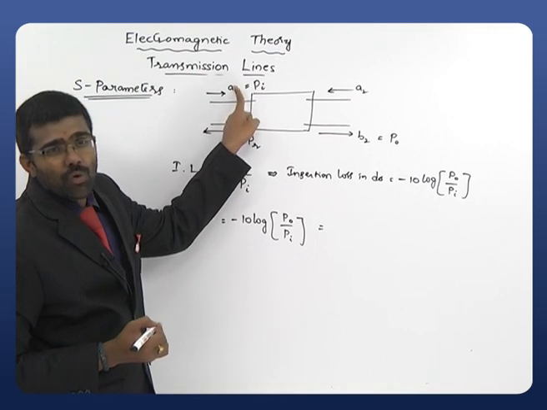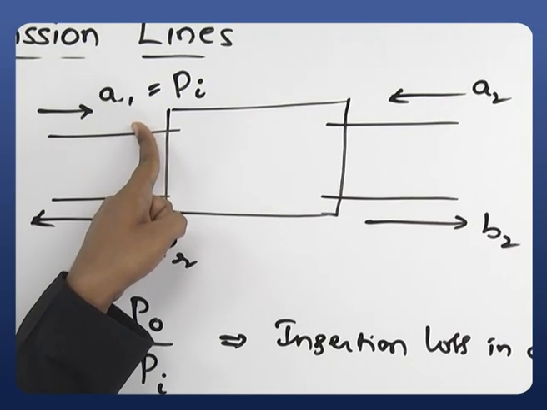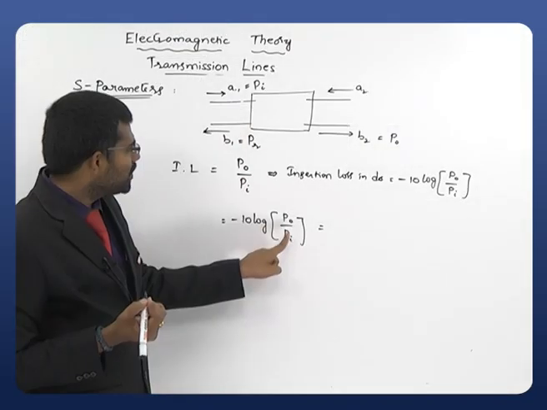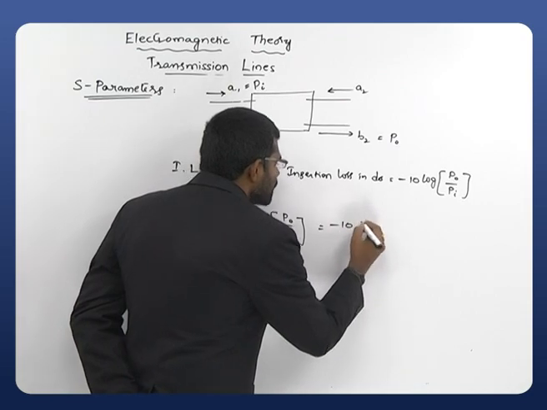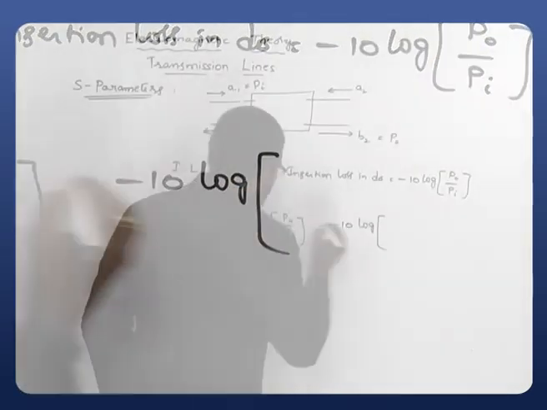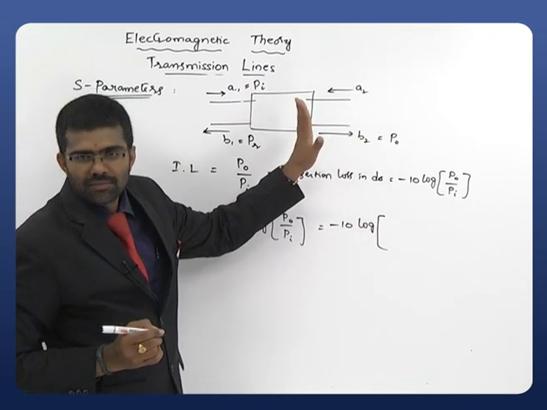Waves are nothing but the voltages. So power is directly proportional to voltage square. So easily you can observe that one. Easily you can use that particular relation here. So I'm writing this one as minus 10 log, instead of P naught output power, I can write B2 square, right?